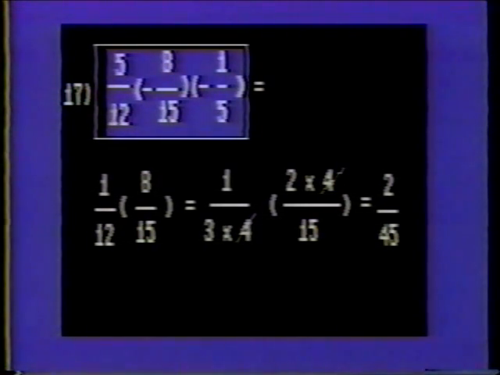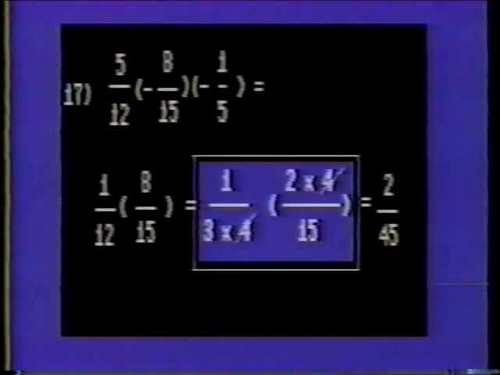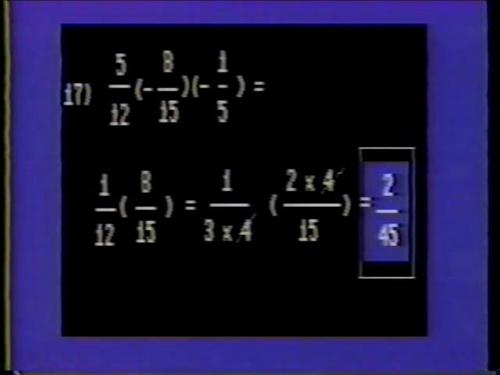Now, notice that there is a 5 in the numerator and the denominator. These two numbers cancel each other out, and now we have 1/12 times 8/15. Simplifying the remaining components yields 1 divided by 3 times 4 times 2 times 4 divided by 15. The 4 is canceled out, and we are left with 2 divided by 45.